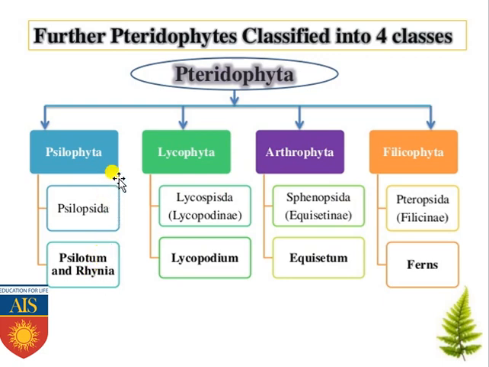So with this slide, the details about the Pteridophyta, their characteristic features, how they reproduce, how they perform sexual reproduction, how they produce spores, the types of spores they produce, even their figure and classification, all these things are getting covered.